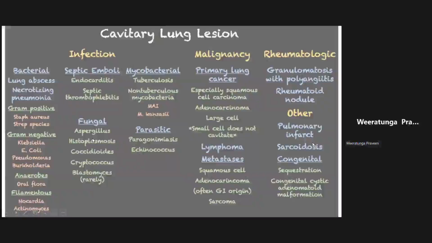Now this is an important table or figure that gives you the causes of cavitatory pneumonias. Causes of cavitatory pneumonias. Now I have seen MCQs in the past where we ask you what of the following are causes of cavitation in an X-ray. There are other types of causes too, not only infection. Malignancy, rheumatology, I've given you the whole list here. But for today, we'll focus on the infections causing lung cavitation.